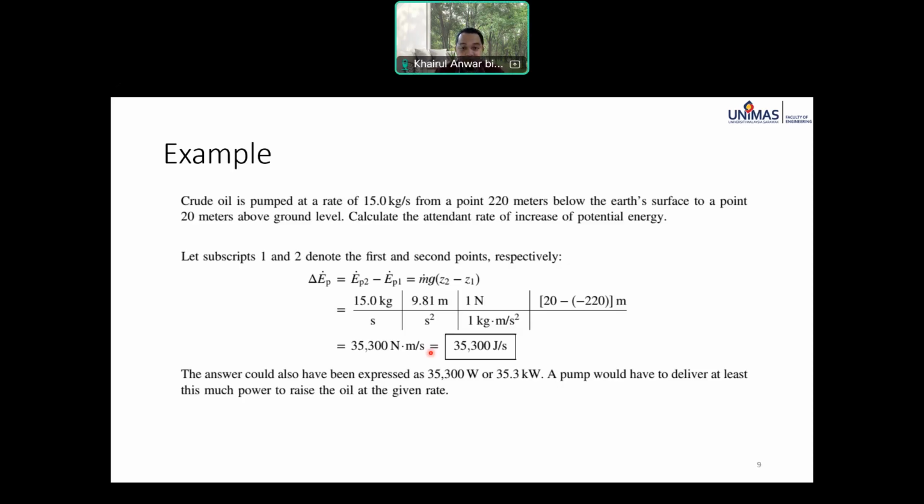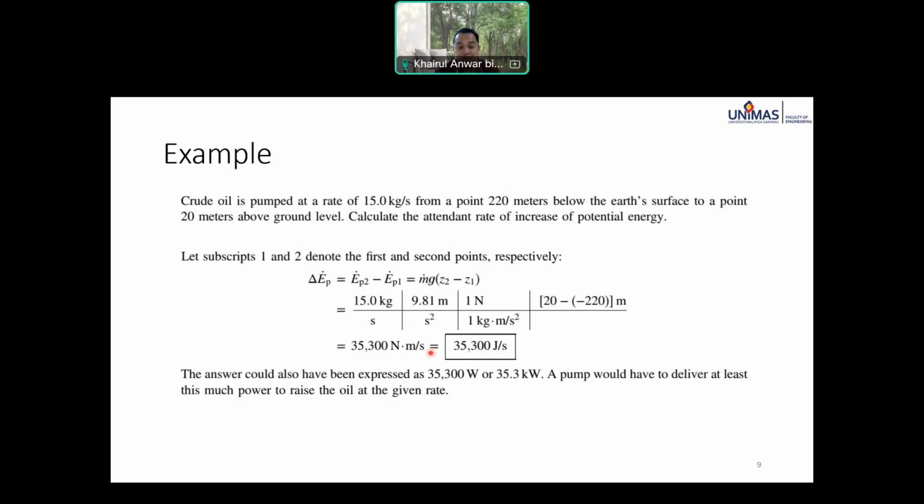Example. Crude oil is pumped at a rate of 15 kg per second from a point 220 meter below the Earth's surface to a point 20 meter above the ground surface at ground level. Calculate the attendant rate of increase of potential energy. To help you, I suggest you draw it, easy to understand, so that you know which one is point one, which one is point two. Let's say one and two denote the first and second point.